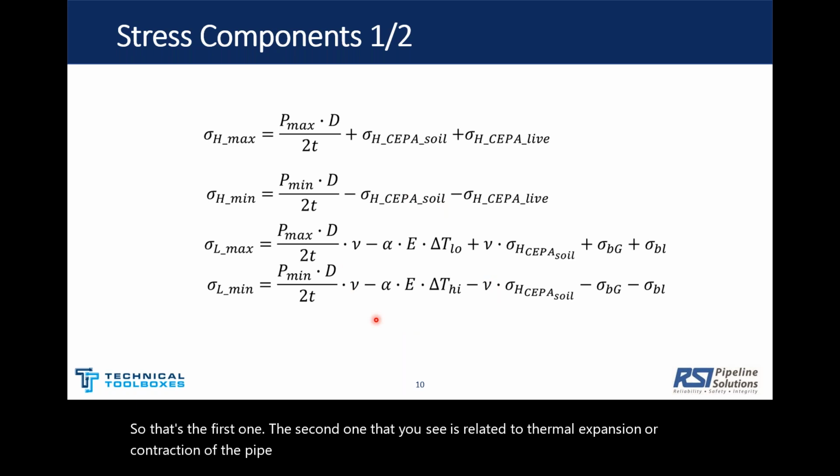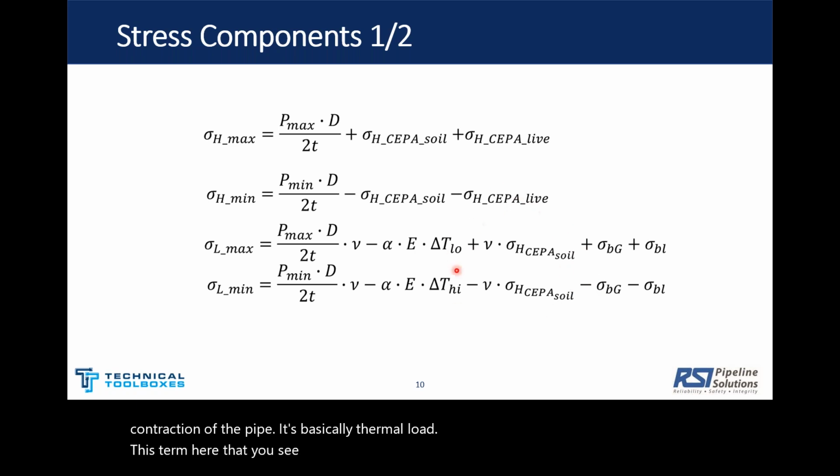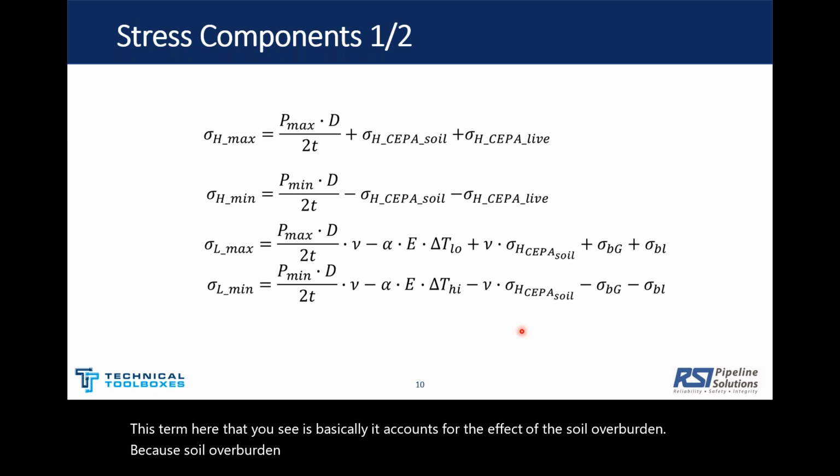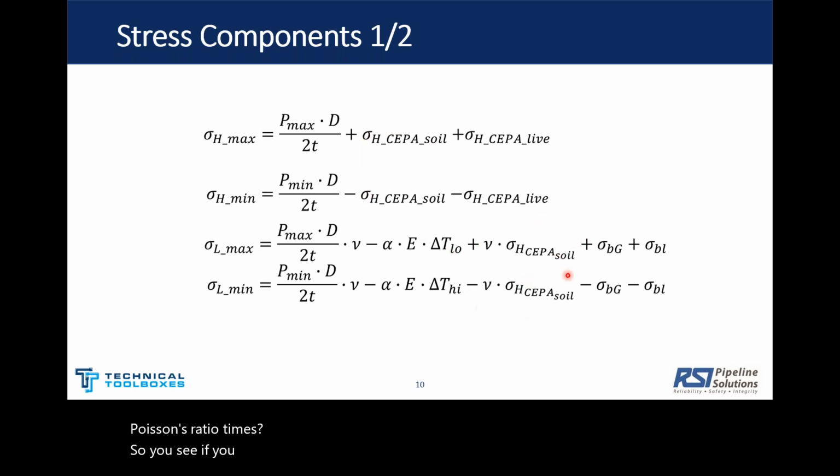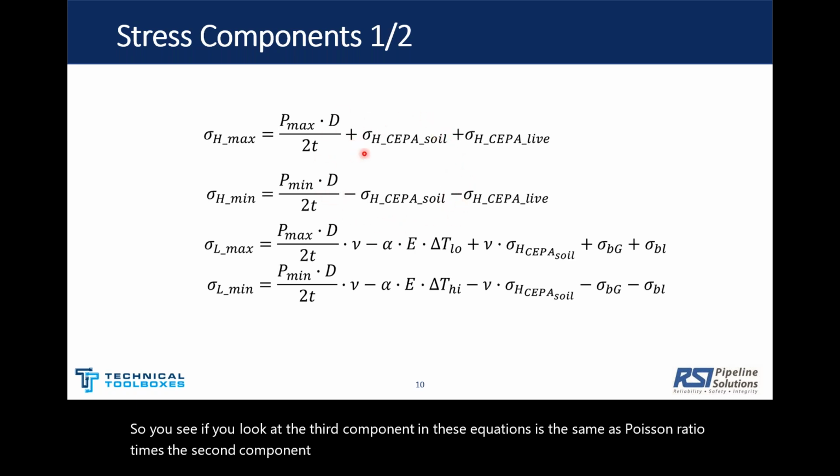It's basically thermal load. This term here accounts for the effect of the soil overburden, because soil overburden can also cause a longitudinal stress, right? Which is basically the Poisson's ratio times this. So if you look, the third component in these equations is the same as Poisson ratio times the second component in these equations.